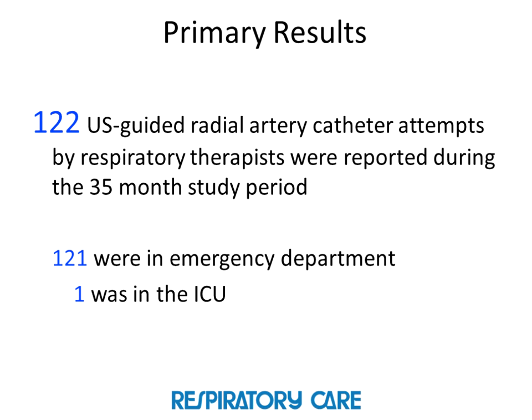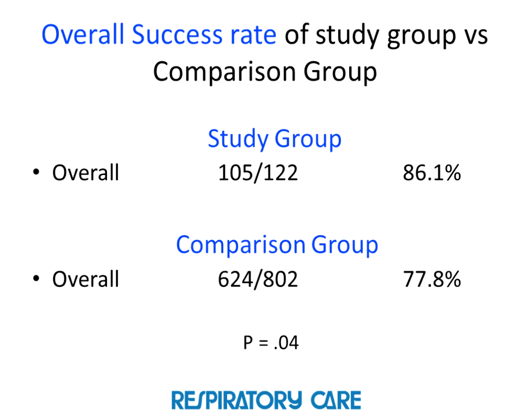The results: they had 122 ultrasound-guided radial artery catheter attempts that were done by respiratory therapists and reported during that 35-month period. Actually, it could have been a study pretty much based in the emergency department, since 121 of those were done in the emergency department and only one was done in critical care in the ICU.